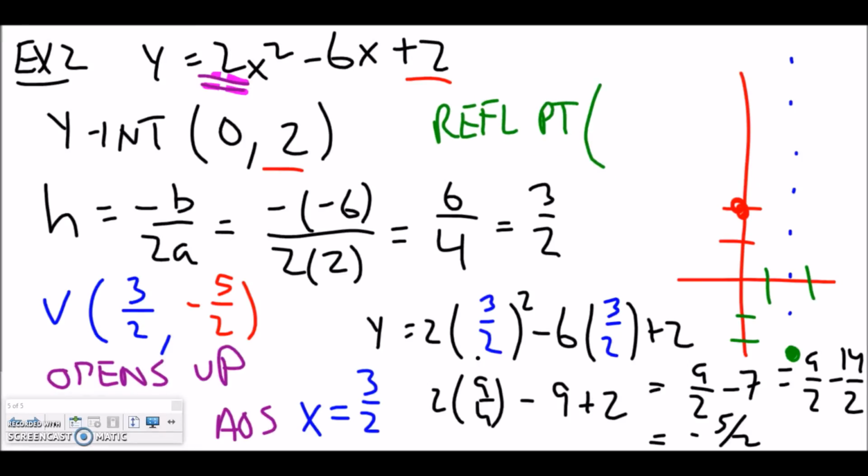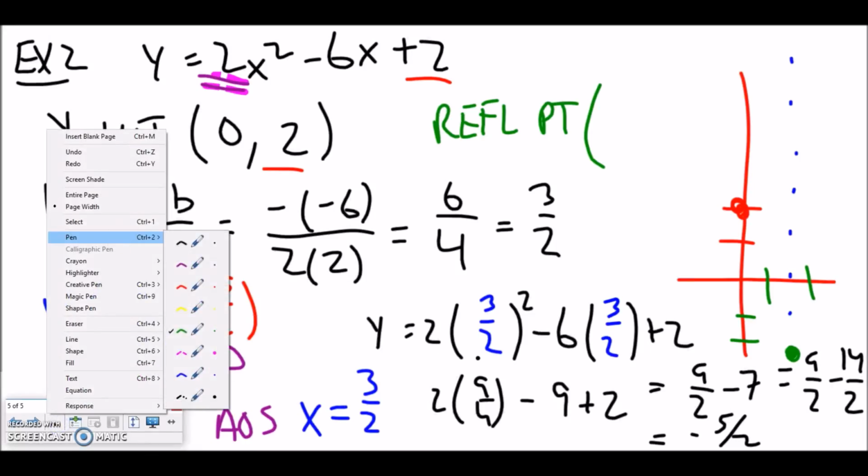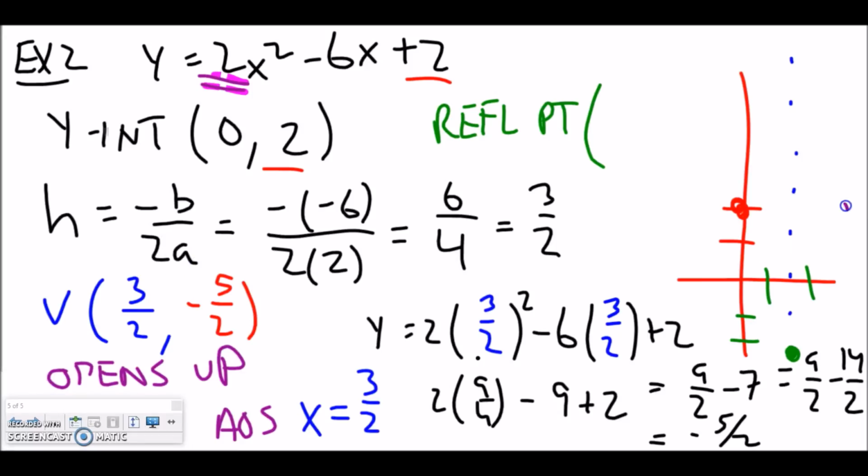So if my y-intercept is 0, 2, my red dot, and my vertex is 3/2, -5/2, where would my reflective point be? I will make that with a purple dot. It would be somewhere over here. Can we figure out exactly where it would be? Well, the height of it would be 2. We know that. That's easy. It's always the same as the y-intercept. And if this distance is 3/2, this distance is 3/2. Those combine as a distance of 3. So the reflective point is at 3, 2.